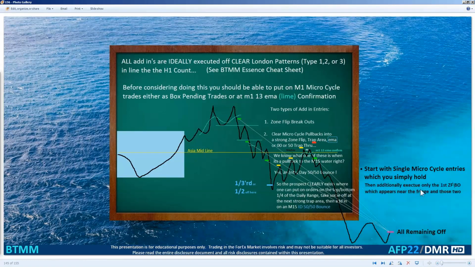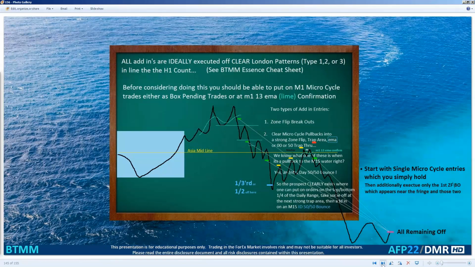All right, then additionally execute only the first zone flip breakouts. The safest one is the very first one you see. Execute only the first zone flip breakout, which appears near the fringe of these two. All right, it's going to be the fringe. That's always going to be the fringe. Don't do the third one. Start with just the first one. Get used to two orders in the market.